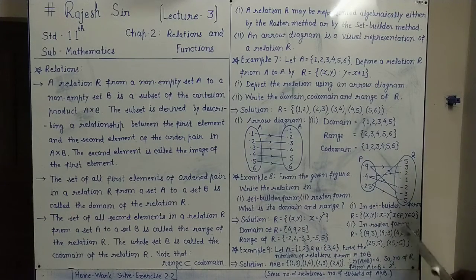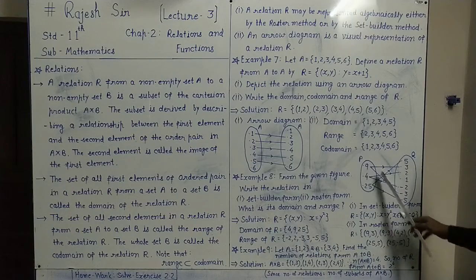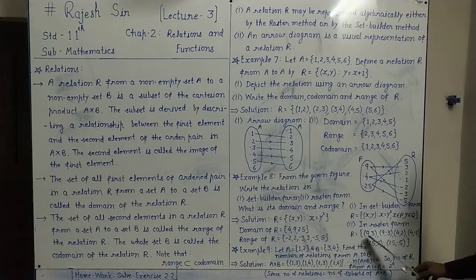And in roster form, when we write, the relation is: 9, its image 3, one pair. The second pair is 9, minus 3, because 9's image is minus 3 also. 4's two images are 2 and minus 2, so 4, 2 and 4, minus 2. For 25 also, 25, 5 and 25, minus 5. So 3 is an image of 9, and minus 3 is also an image of 9. That way we have it in roster form.